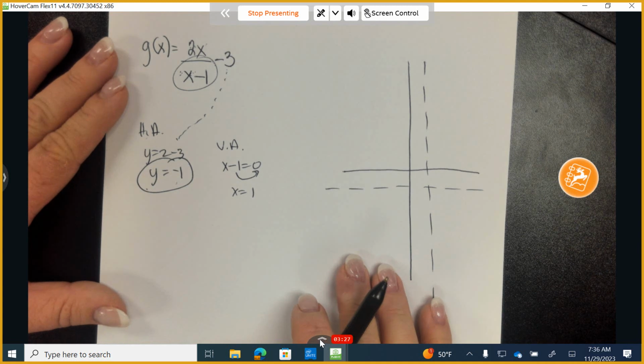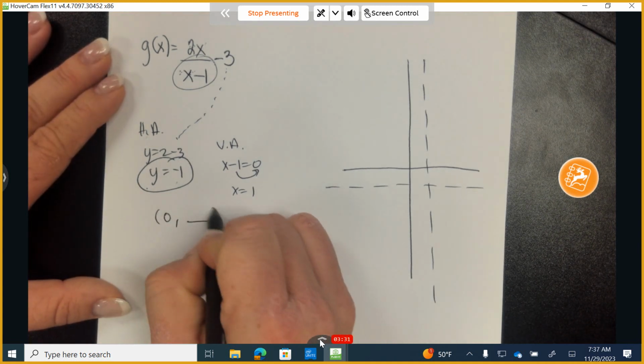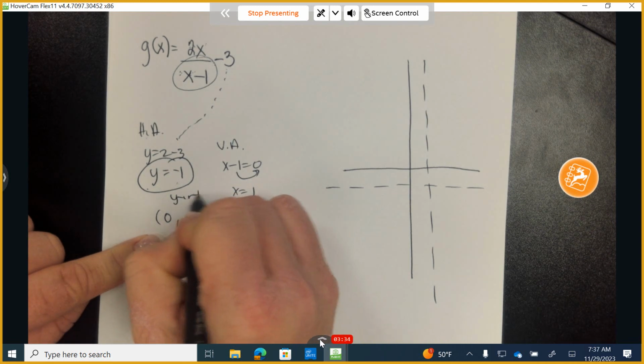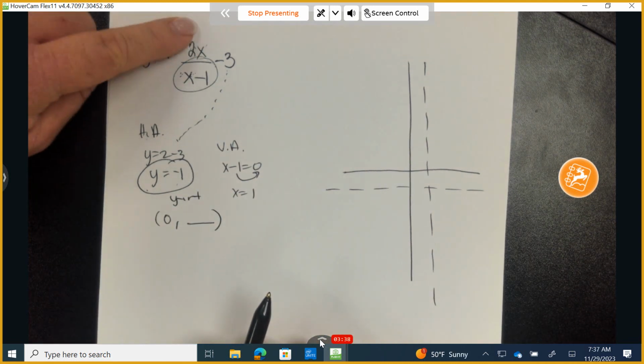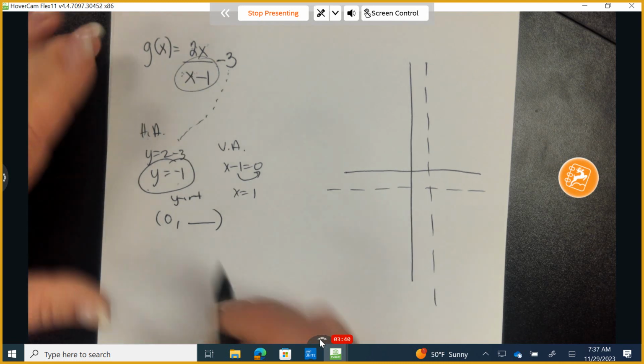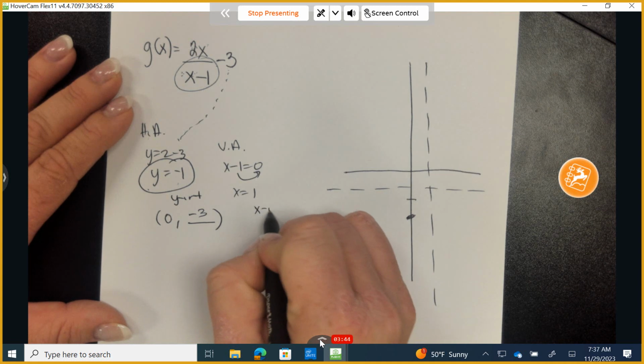All right, so now how do we figure out what my y-intercept is? I'm going to put 0 in for x and do the math. 2 times 0 is 0. 0 divided by negative 1 is still 0. 0 minus 3 is negative 3. And let's do the x-intercept.